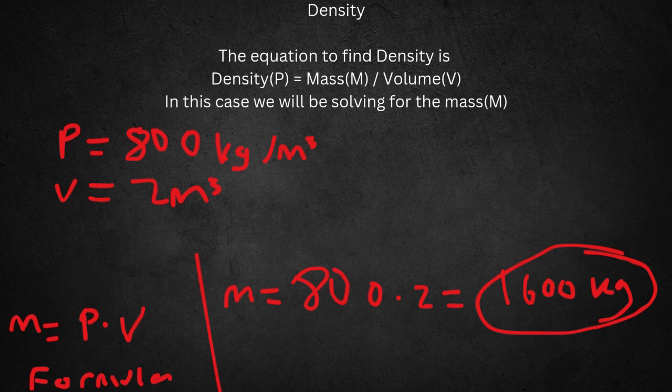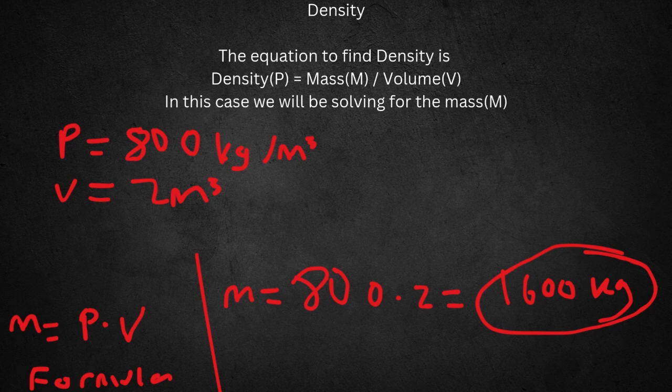All right, lastly, we're going to move on to the density topic. The equation to find density is density, which is P, equals mass, which is M, divided by volume, which is V. So in this case, we'll be solving for the mass, M. For our sample question, the density is going to be 800 kilograms per meter cubed, and the volume is going to be 2 meters cubed.